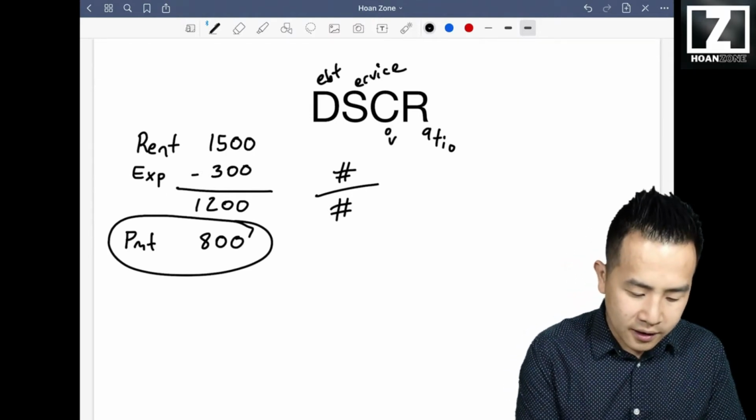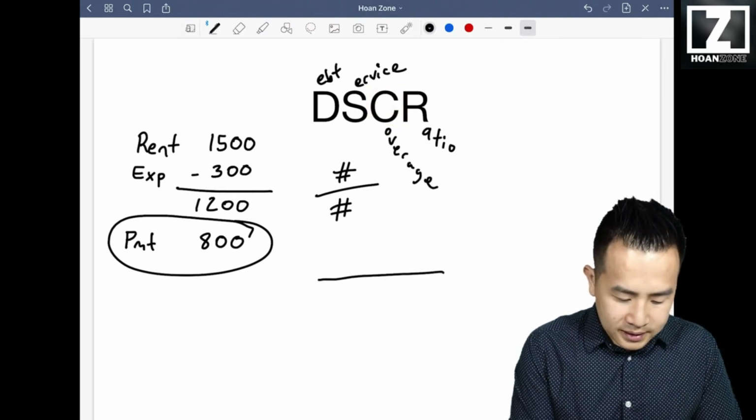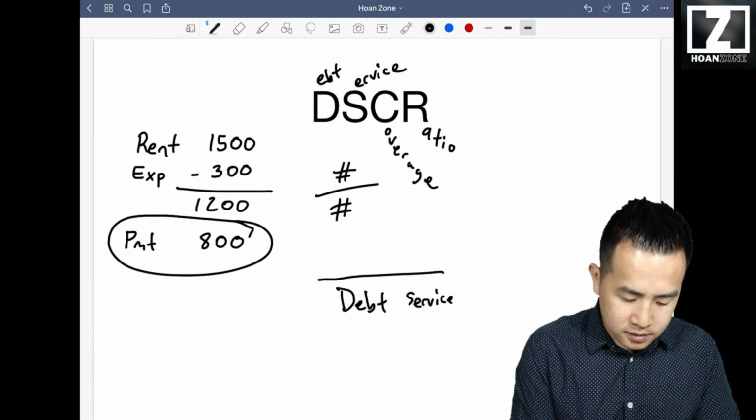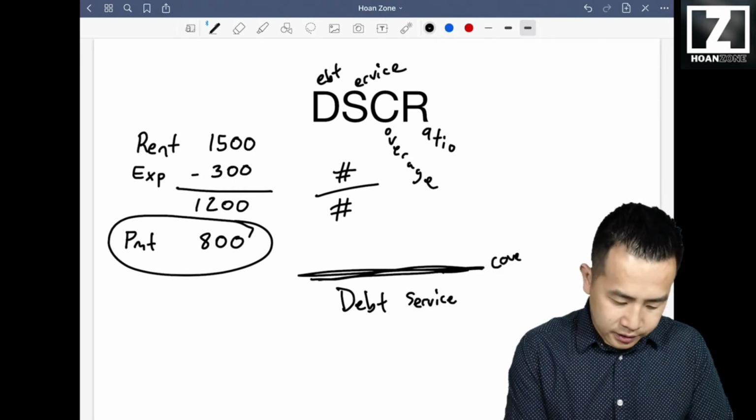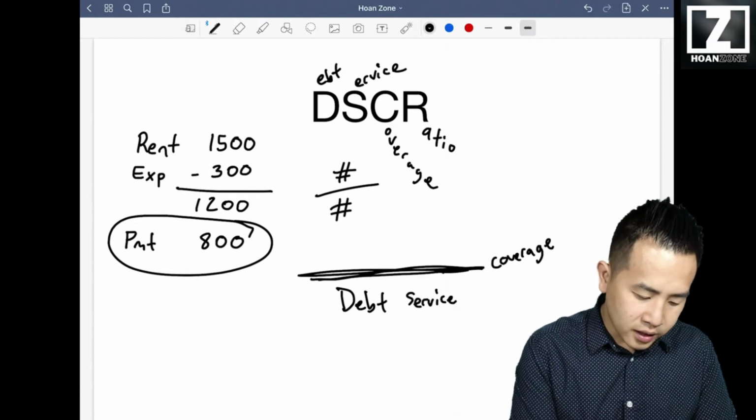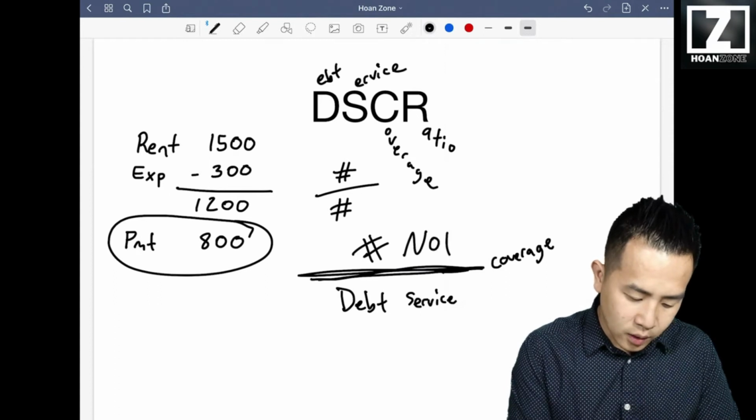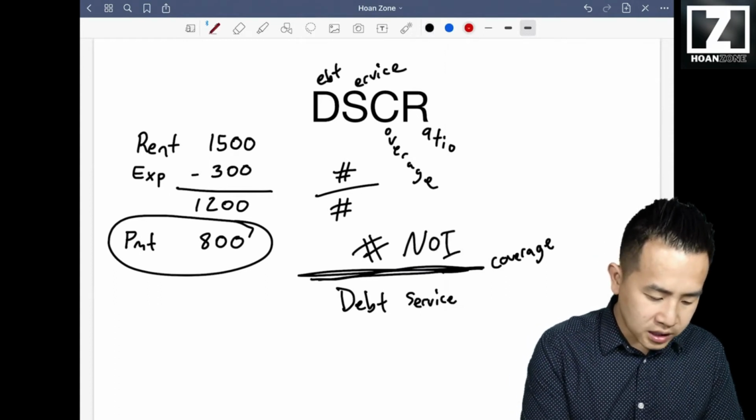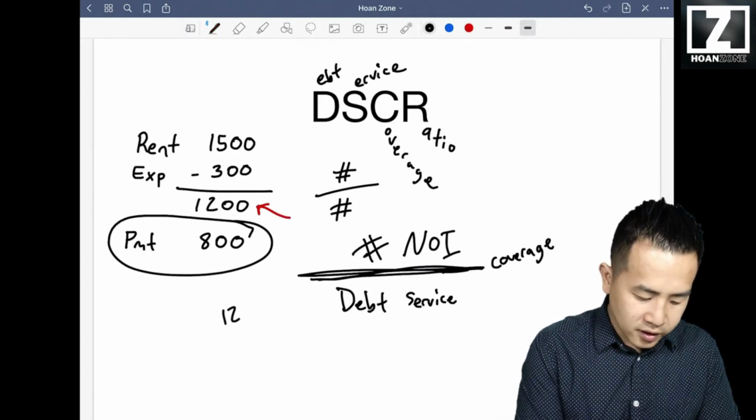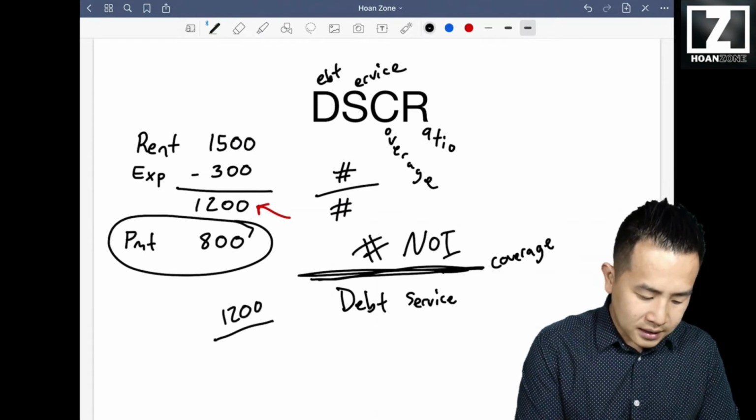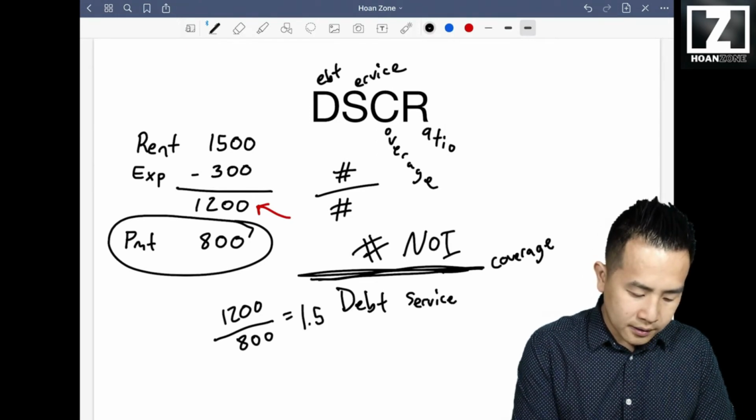And then finally, we have coverage. What they want to know is there is going to be a debt service, and then this line is the coverage. And since it's a ratio, we're going to need a number up here. And that number that we're going to use up there is called the NOI, which we had from before, which is the $1,200. Now, if you take the NOI, $1,200, and you divide it by the debt service, the $800, we are going to get a number of 1.5.